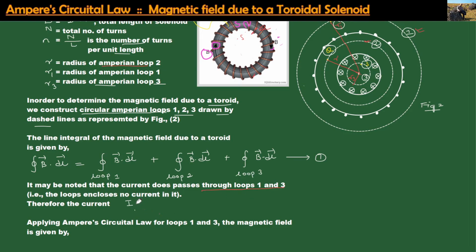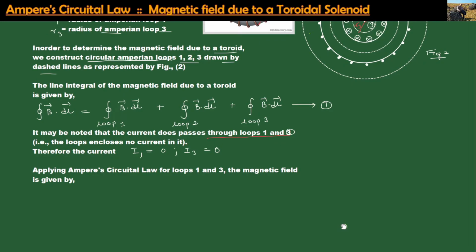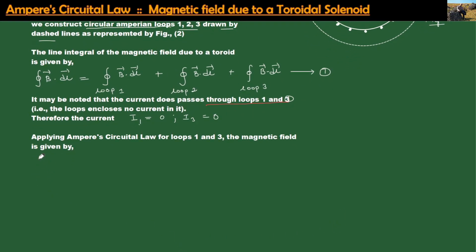Let I1 be the current in the first loop, so it will be 0. That current will be 0. And in loop number 3, the current I3 also will be equal to 0. Okay? So from here, if you apply Ampere's Circuital law for the respective loops, the equations will be in this form.